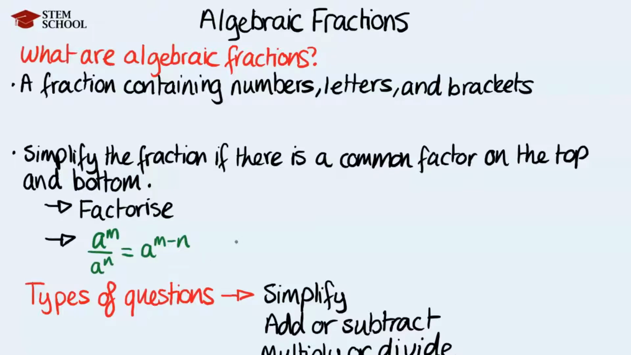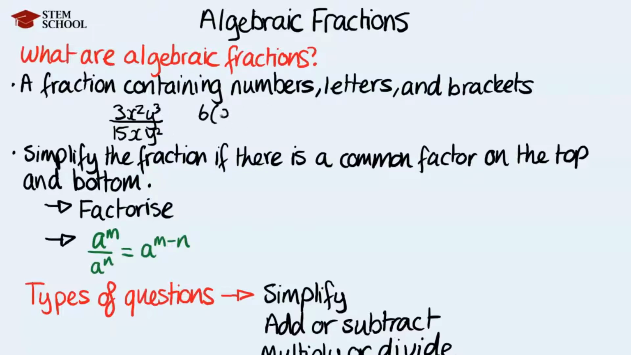Alright, so let's get started. Algebraic fractions are simply fractions that contain numbers, letters and even brackets. So we can have something like 3x squared y cubed all over something like 15xy squared. That's an algebraic fraction.